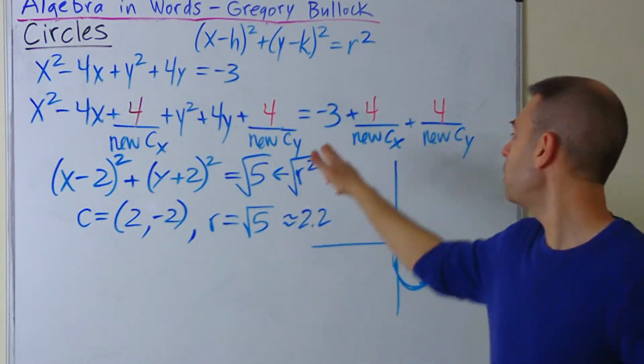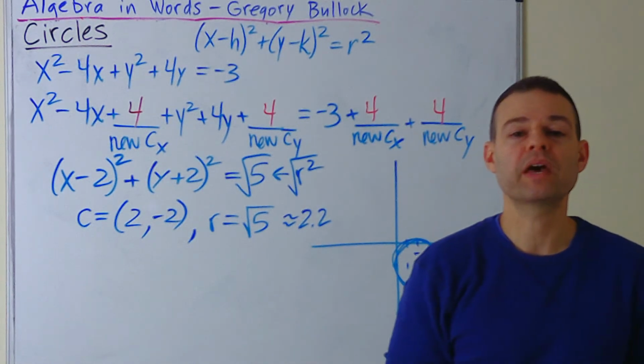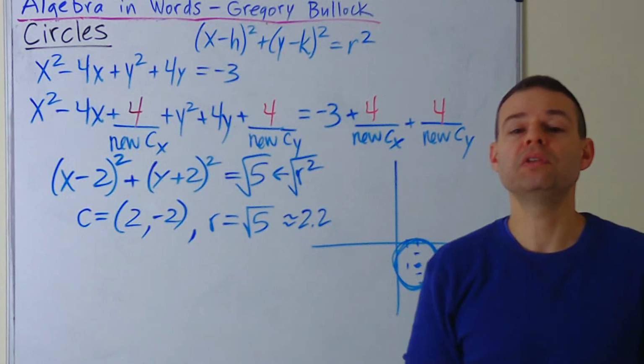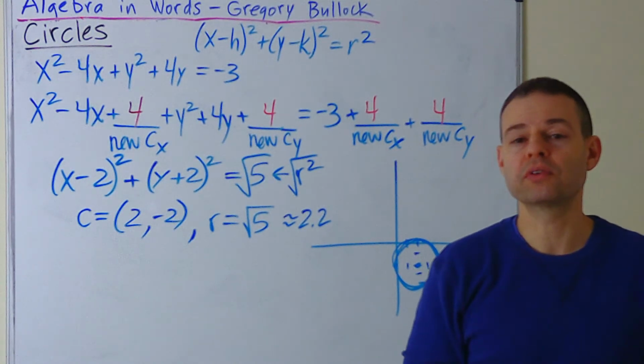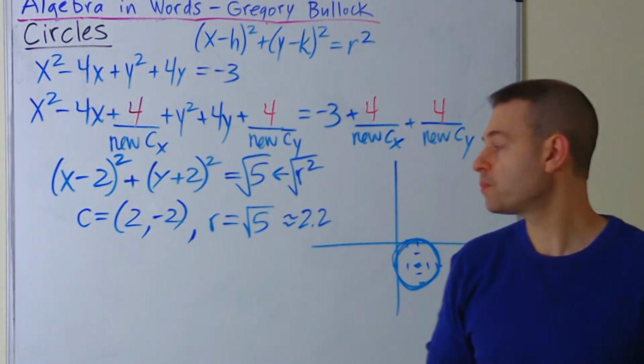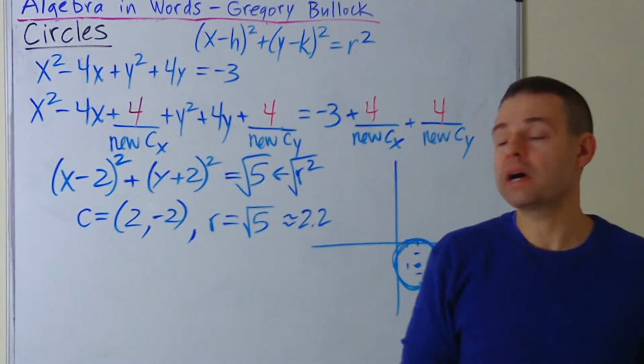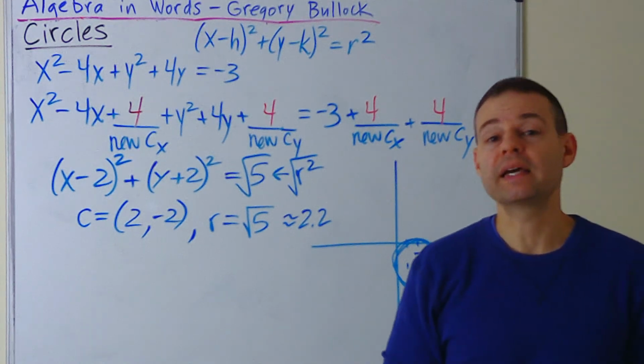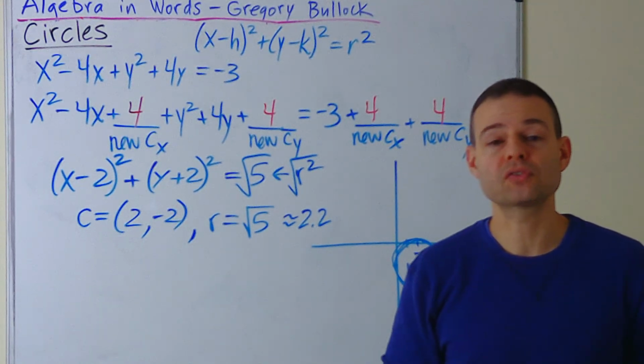Whatever numbers we had on the right, we combine them, and remember, that makes r squared, not just r. So when you need to find r, take the square root of that number, no matter what it is. And once you have the center and the radius, graph them accordingly, and that's pretty much it. That's pretty much circles in a nutshell.